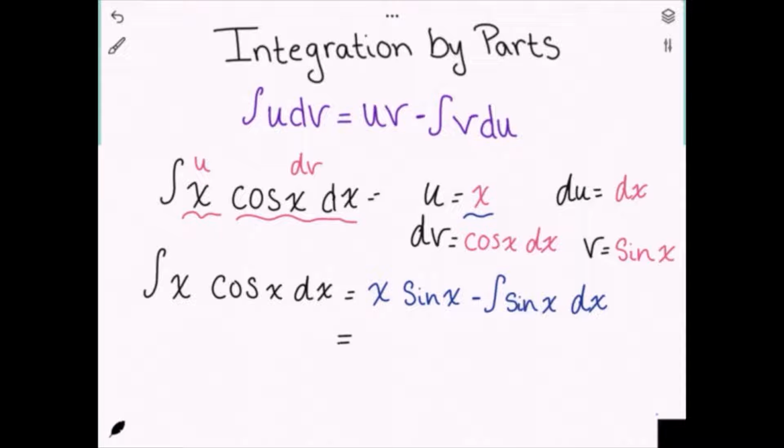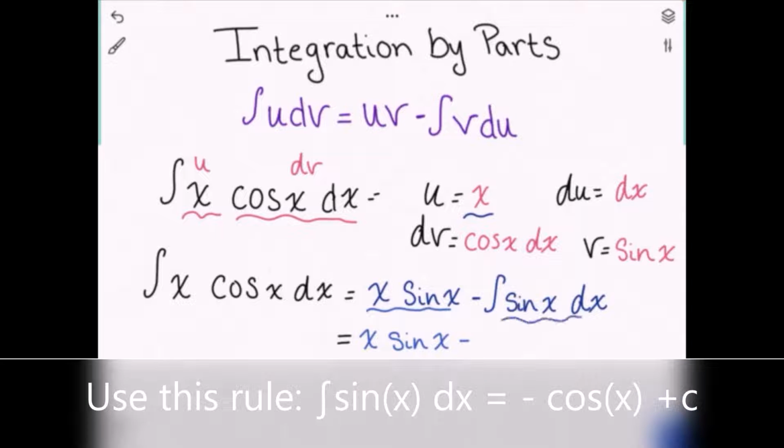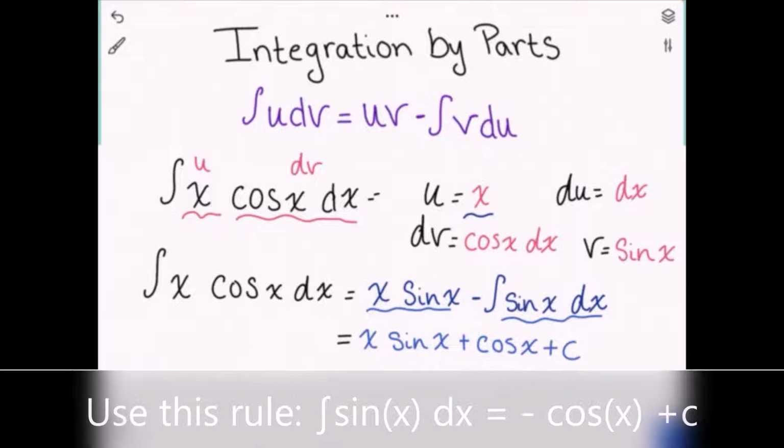Now we're going to simplify. We're going to leave this as it is since it's already done. So x sine x minus the integral of sine x dx is going to be minus cosine x, but since it's negative and negative, we're going to have plus cosine x plus c.